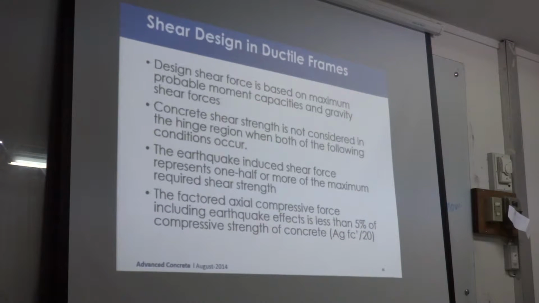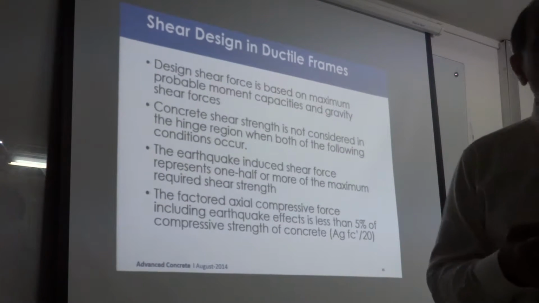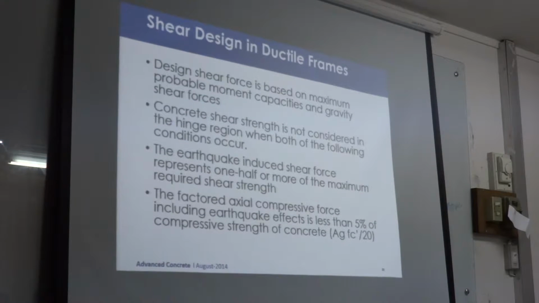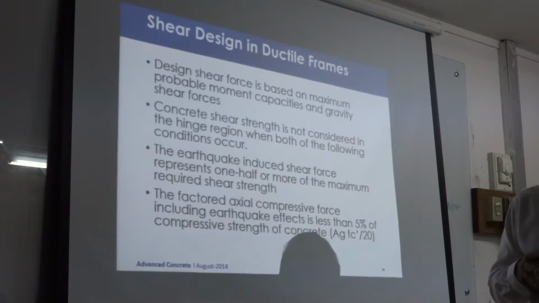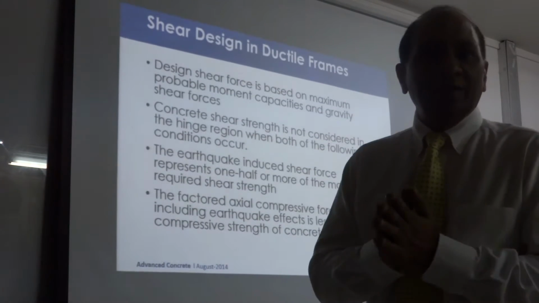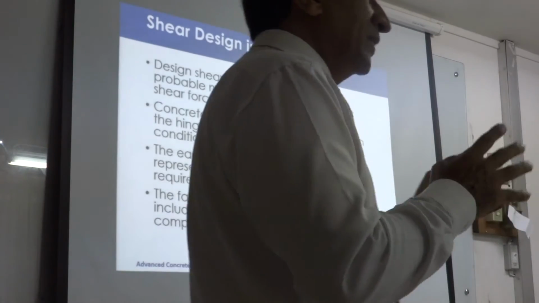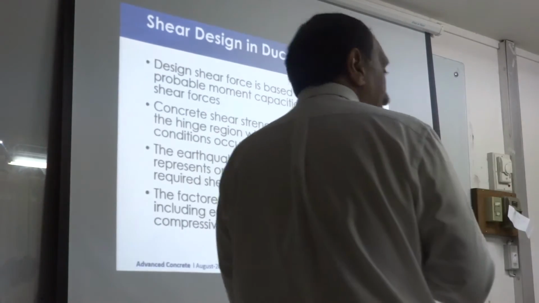zones. Normally we classify the frames into 4 categories. What are those 4 categories? Anyone? OMRF, ordinary moment resisting frame. That means this is ordinary, no special provisions. It is basically not taking any earthquake or any large winds or anything, just normal gravity load, right? Intermediate moment resisting frame, special moment resisting frame, and special ductile, something like that, 3 or 4 categories.